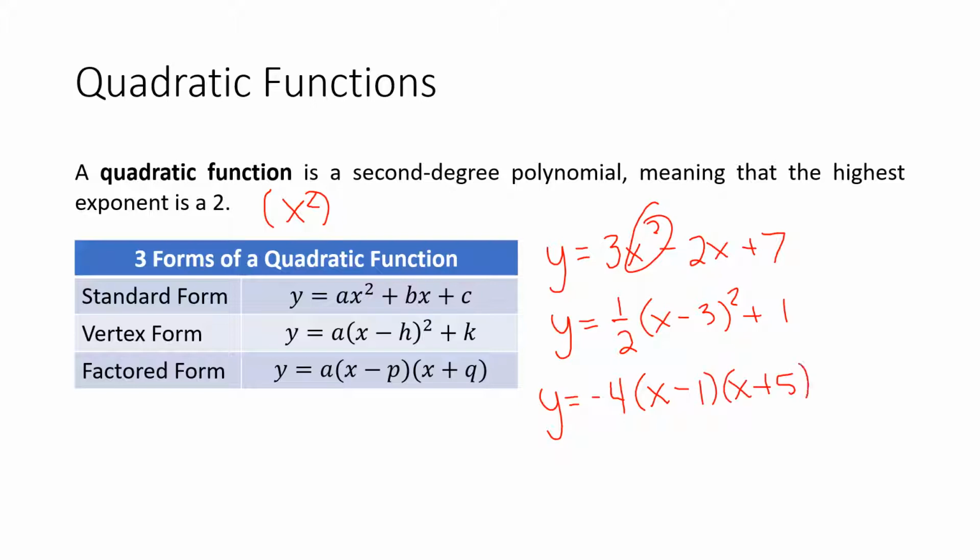Now, each of these 3 forms represents a quadratic function. The first one obviously already has the x squared in it, but the second one, when you square this, you'll end up with an x squared in your equation. And same thing with the factored form. If you were to go through and multiply this out, you would end up with an x squared. So all 3 forms of a quadratic function involve that same basic x squared.